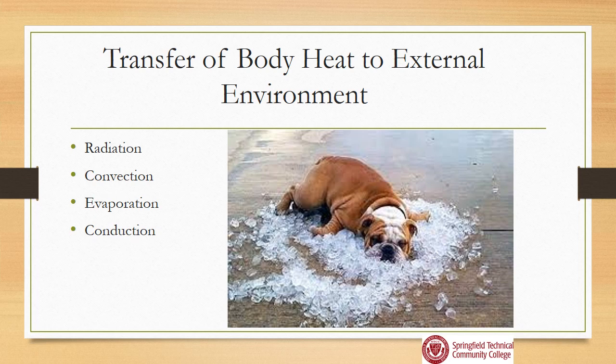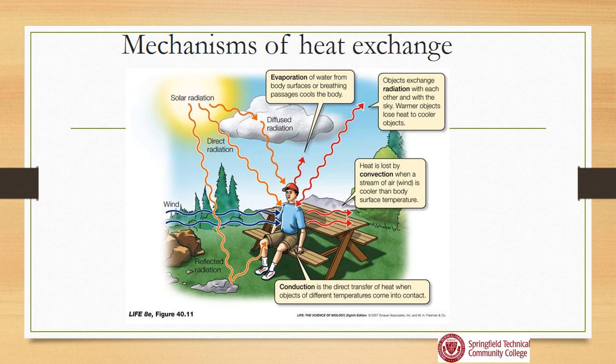The methods of transfer of body heat to the external environment are things that you should know and understand as a nurse. They are radiation, convection, evaporation, and conduction. And this little puppy in our slide is an excellent example of conduction, as he is laying on that ice and the ice is transferring the cold to his body, and it's hopefully going to cool him off. He actually looks kind of comfy, pretending this is like a hot summer day. This is another slide explaining the mechanisms of heat exchange.